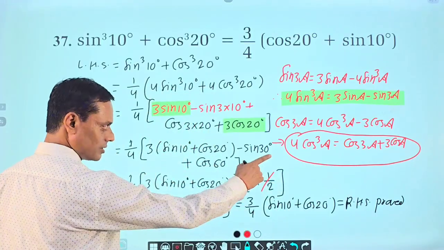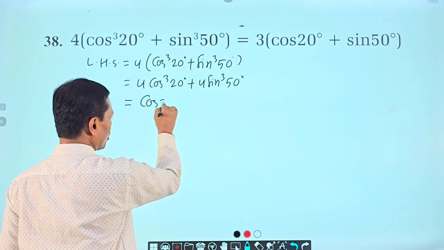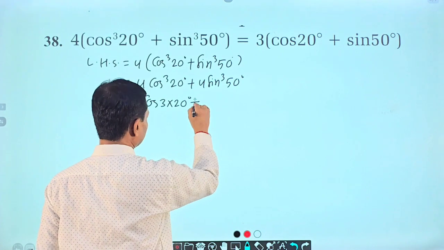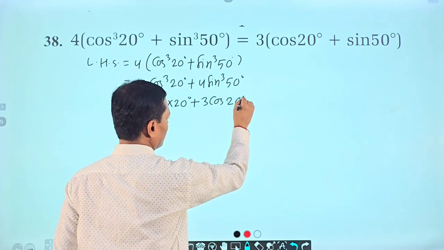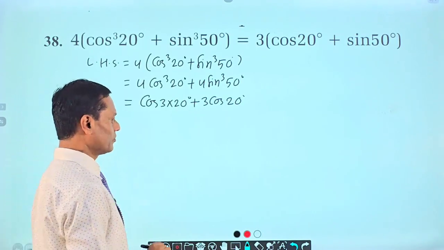Cos 3A plus 3 cos A. Here, cos 3A means cos 3 into 20 degree plus 3 cos A, isn't it? So here is 20 degrees at the place of A, so as not to get confused.